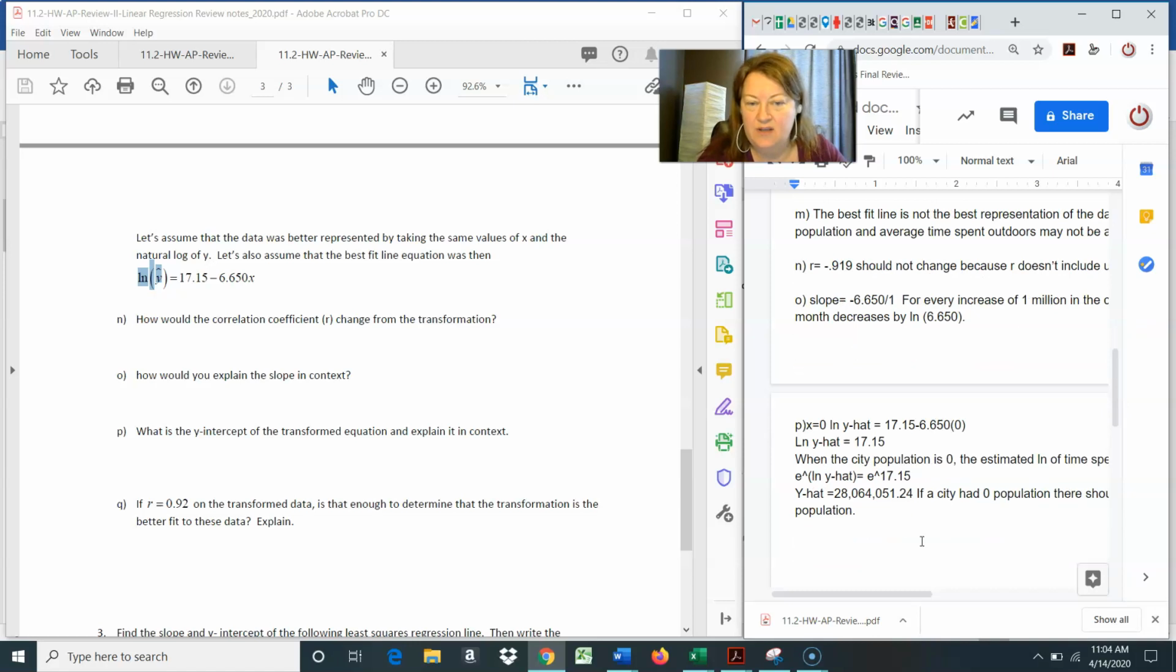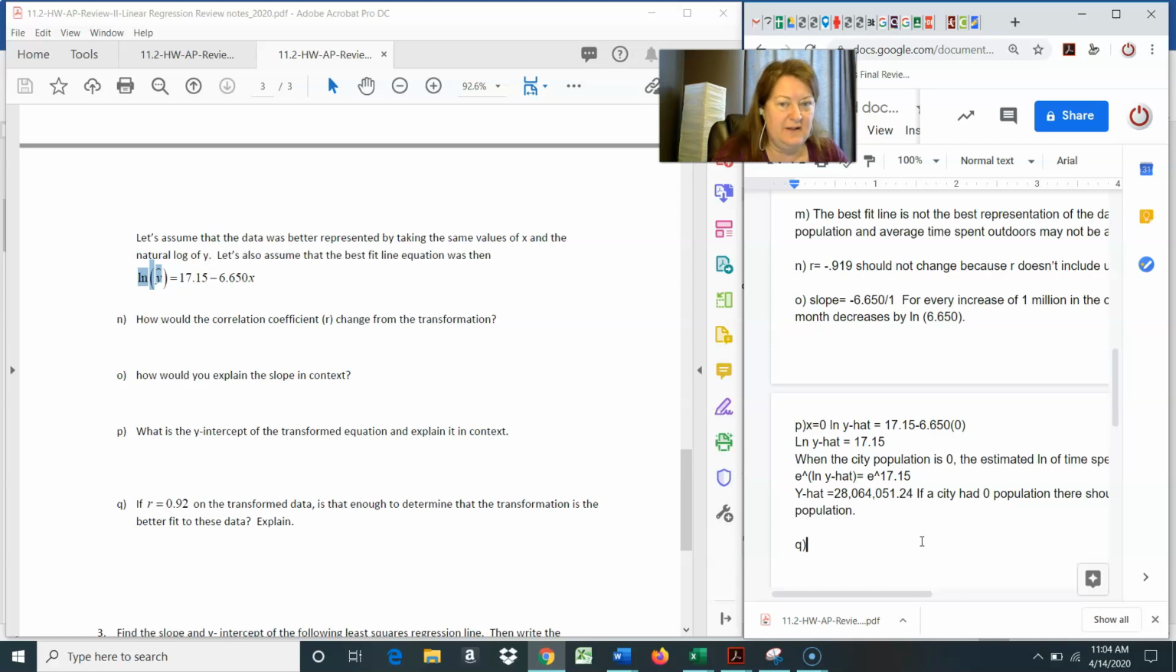All right, the last one, Q. Okay, it says if the R had changed and is now 0.92 on the transformed data, is that enough to determine that the transformation is a better fit for these data? Explain. So what are they really looking for here? They're basically saying, forget all the other stuff. If I just gave you an R value that was 0.92 instead of what it was before, and it was like a 0.91 anyway, so the R value is about the same, is that enough to determine that the transformation is a better fit?